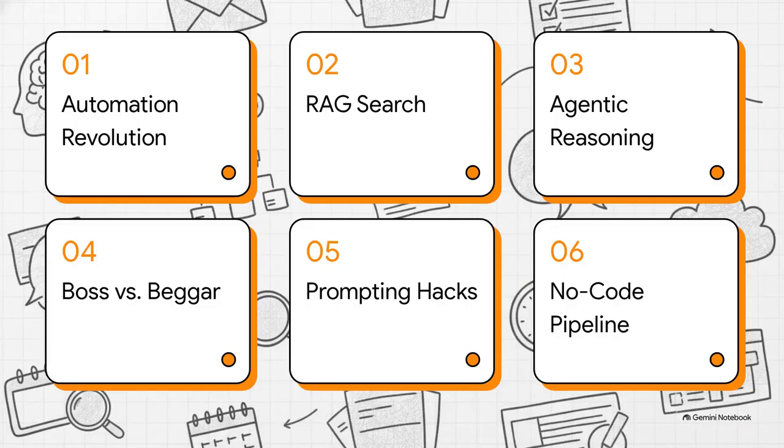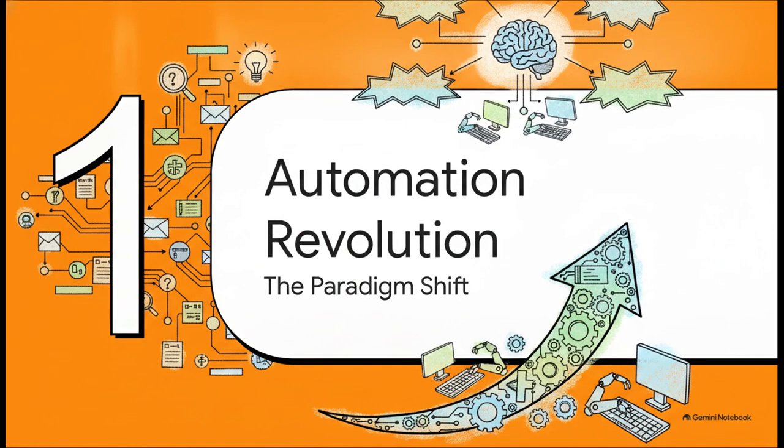Okay, so here's our roadmap for today. We'll cover 1, the AI automation revolution, 2, under the hood RAG search, 3, agentic multi-step reasoning, 4, the boss versus beggar, 5, pro prompting hacks, and finally 6, the no-code pipeline. Let's jump right into section 1, the AI automation revolution.